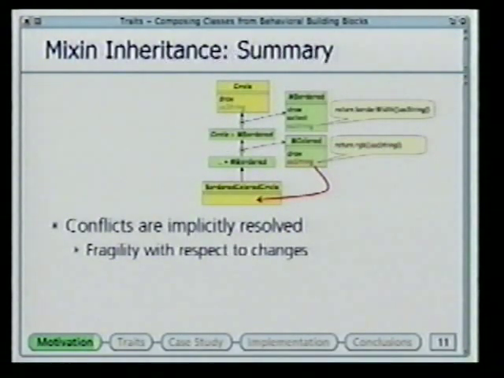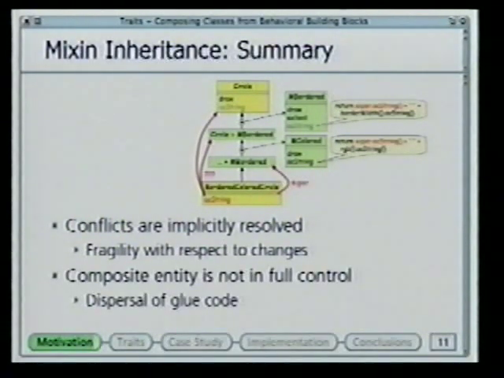So as a summary, we can say that the problems with mixins are that conflicts are implicitly resolved, which leads to fragility with respect to changes. Then the composite entity is not in full control of the composition. It results in a dispersal of glue code, so that the glue code is dispersed over a whole inheritance hierarchy. And it's very hard then to see what's the reusable code, what's the glue code, and what's really the final behavior of the composite.